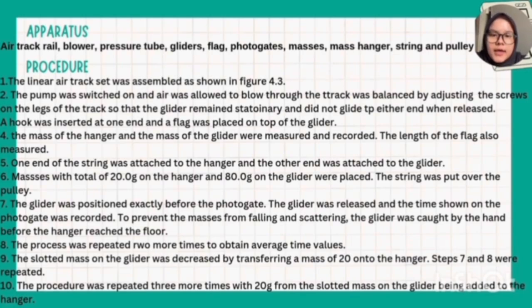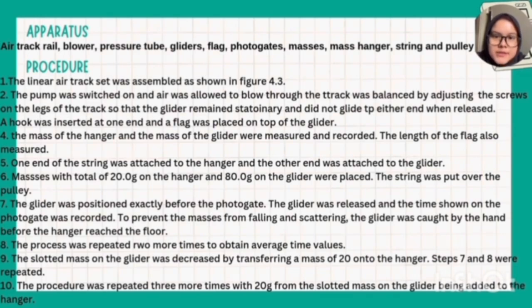5. Connect one end of the string to the hanger and the other to the glider. Place 20 grams on the hanger and 80 grams on the glider. Pass the string over the pulley. Position the glider before the photo gate. Release it and record the time from the photo gate. Catch the glider before the hanger hits the floor.